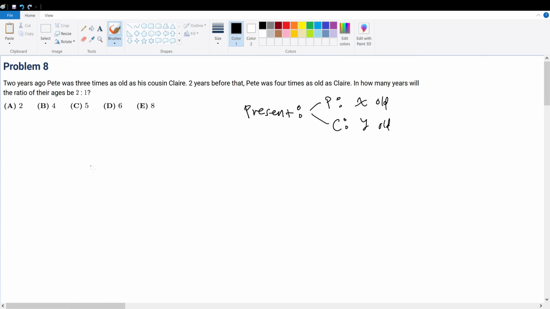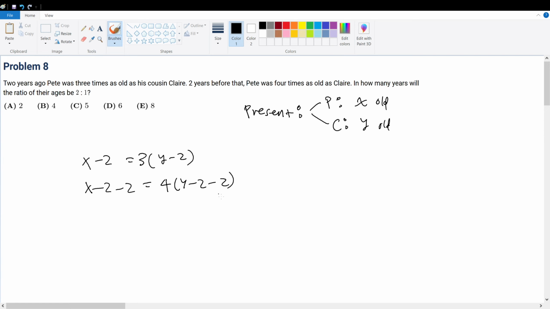So now, 2 years ago, each of them was aged X minus 2 and Y minus 2. So 2 years ago, Pete was 3 times as old as Claire, so that's 3 times Y minus 2. The minus 2 represents 2 years ago. And then 2 years before that, Pete was 4 times as old. So X minus 2 minus 2 is 4 times Y minus 2 minus 2.